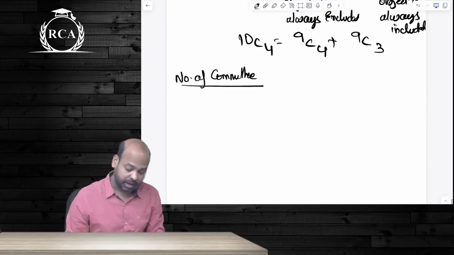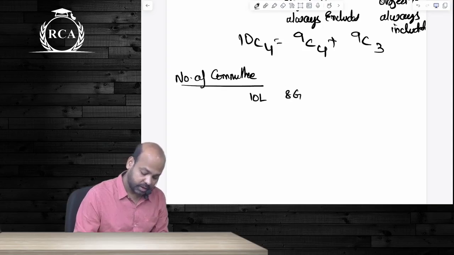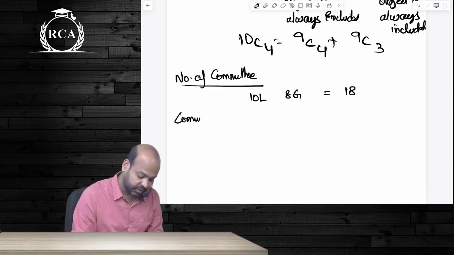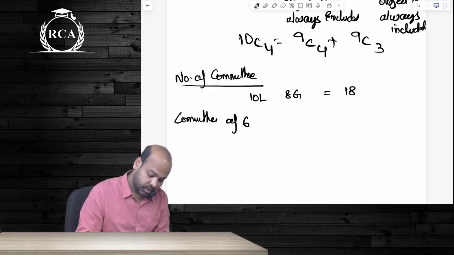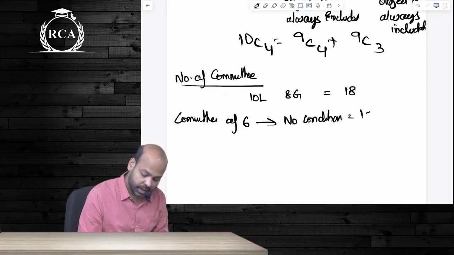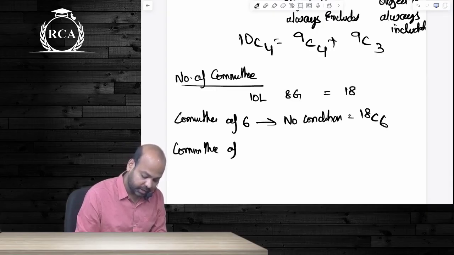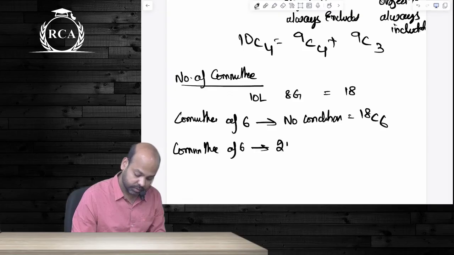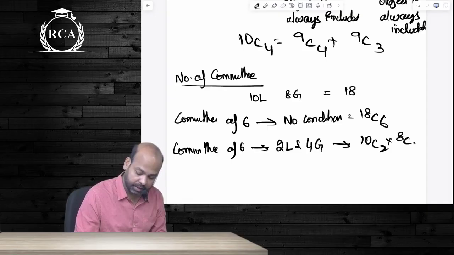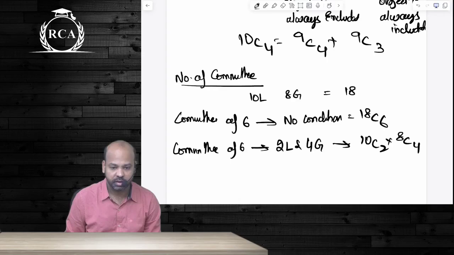Now, for number of committees, beta, if I tell you that there are 10 ladies and 8 gents, totally there are 18 people. If you have to form a committee of 6 with no condition specified, in how many ways can you do it? 18C6. What if I tell you a committee of 6 with 2 ladies and 4 gents? 10C2 multiplied by 8C4. What if I specify a committee of 6 with at least 3 ladies?